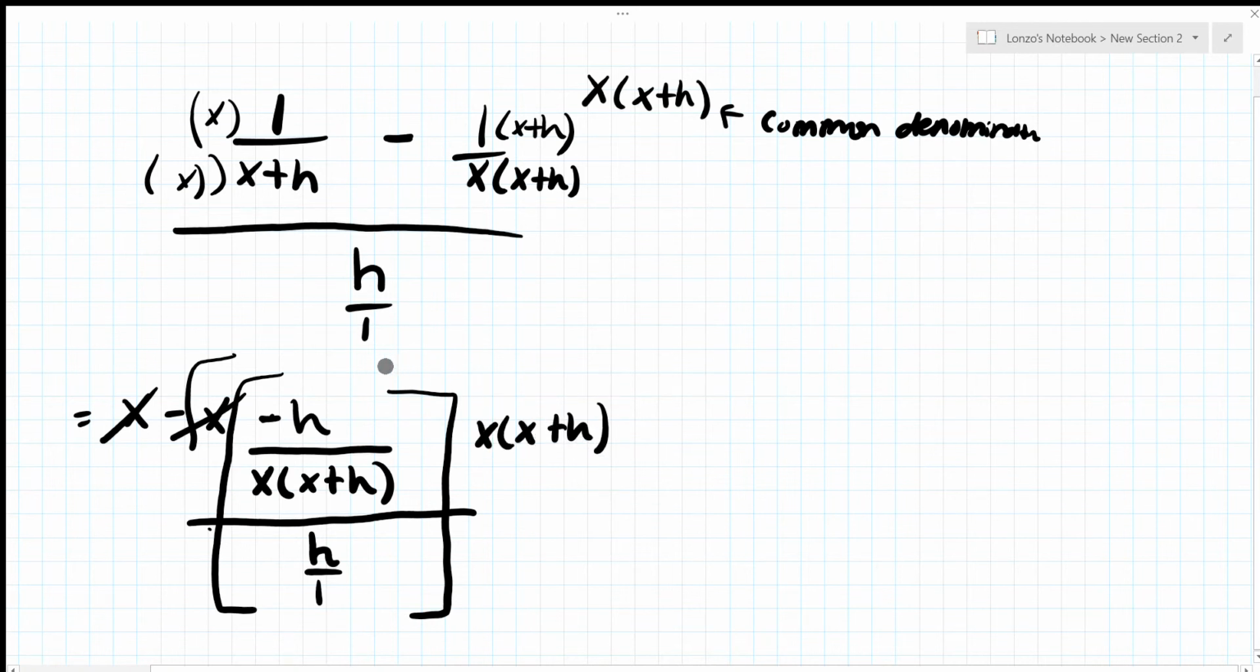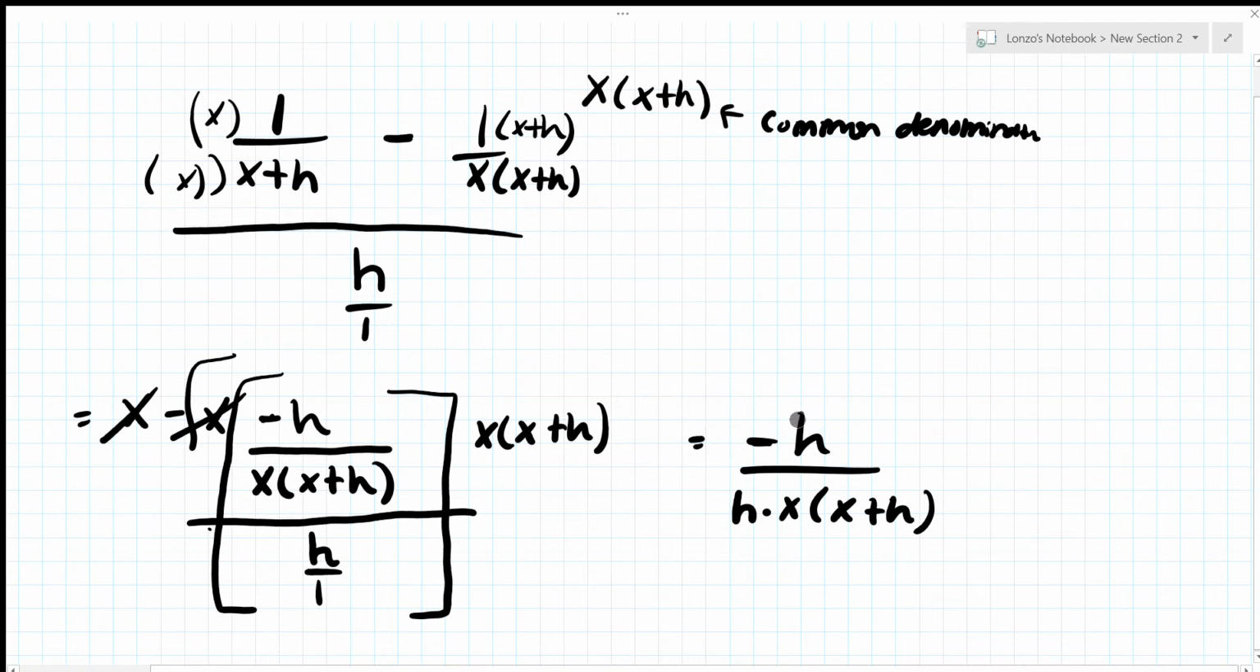That's our common denominator. When you multiply negative h over x plus h, what happens to the x times h? They cancel, right? So you're just left with negative h on the top, and then on the bottom you're going to have to multiply this by this, right? So it's going to be h times x plus h. I'm not going to FOIL it out because I want something to cancel before I FOIL anything out.